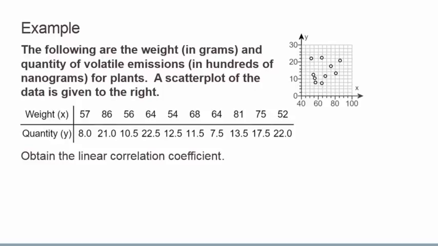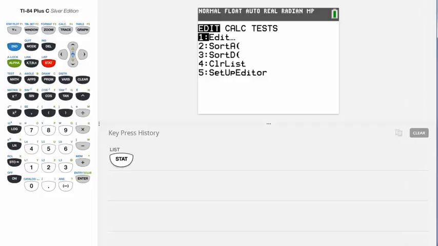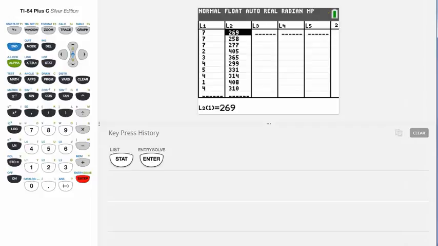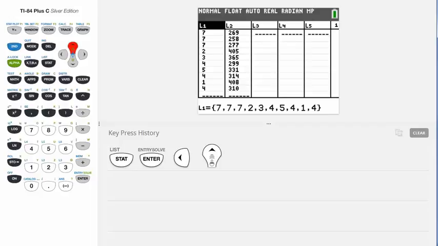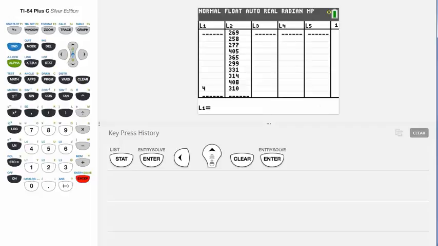Obtain the linear correlation coefficient. In order to do this, we need to type our data into our lists on our calculator. Stat, Edit, I'm going to move over to L1, and I can either type over this data, or I can always arrow up, clear, enter.